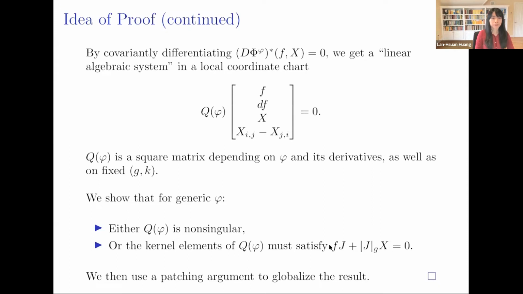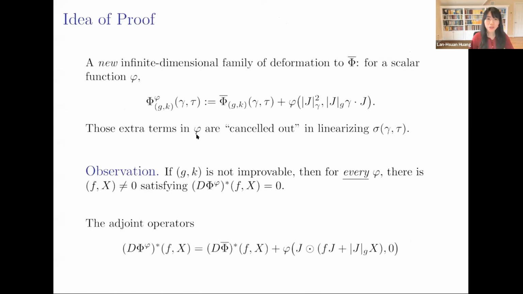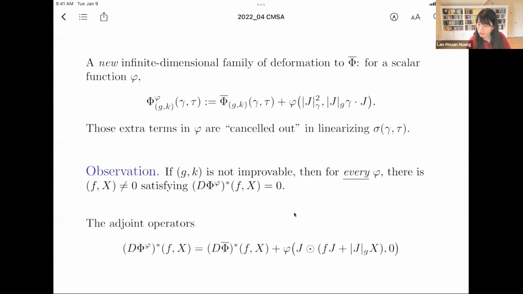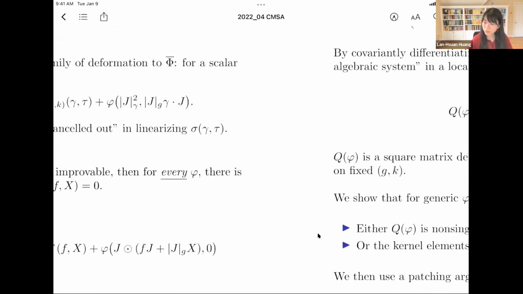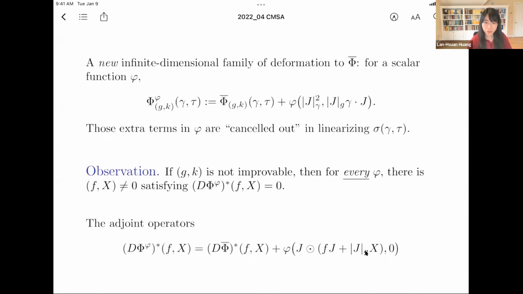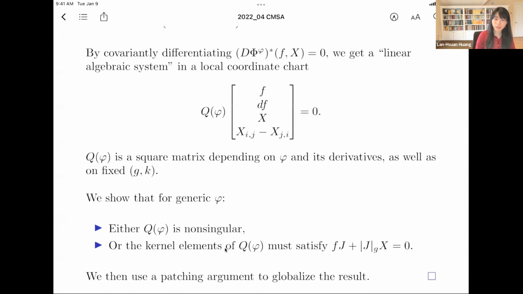Then in our case, we know it's not improvable, so it must have a kernel, right? And that means the kernel elements must satisfy the additional null vector equation. Then we plug it back in here, and that solution, because this term vanishes, must also be in the kernel of the modified operator phi-bar. We can do that locally, because we can write this down in coordinates and keep track of the derivatives, but then we also have a patching argument to globalize the result.